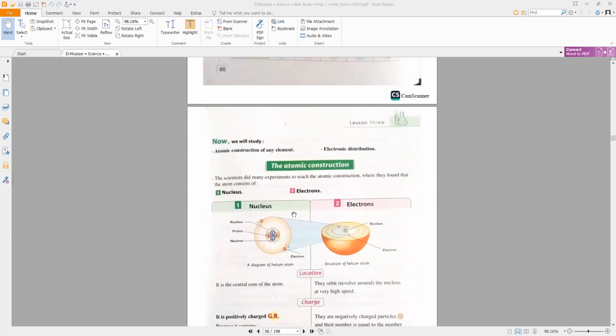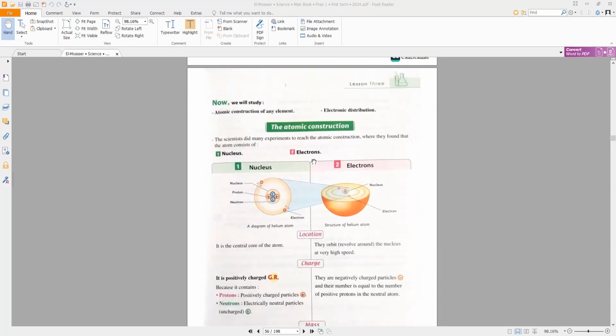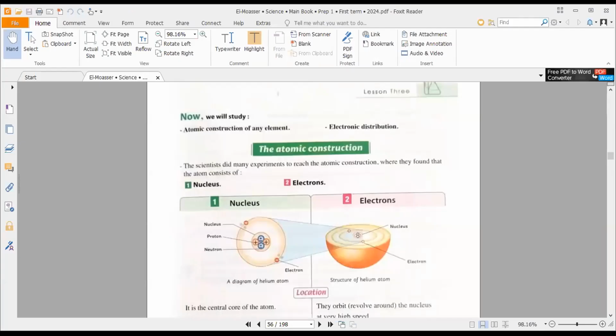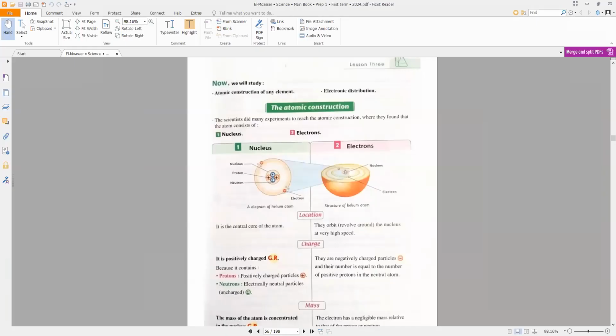Now we will talk about a very important point in this lesson and in science. We will study the atomic construction of any element, and in the next session we will talk about the electronic distribution. Now we will talk about the atomic construction. Any element consists of molecules, and any molecule consists of atoms. Now we will talk about the structure of the atom.